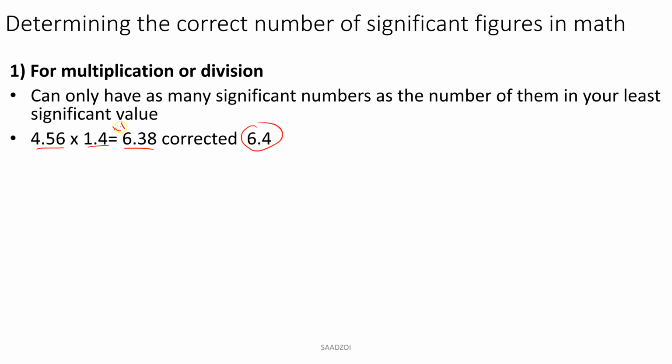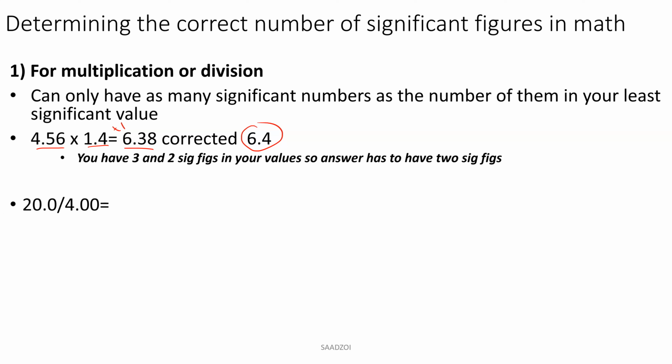But if hypothetically you had this third number to multiply by times 1, which only had one sig fig, your answer would go from 6.4 to having to be 6 only, because that's how many sig figs your answer can have. So that's how you do it for situations where you're multiplying.